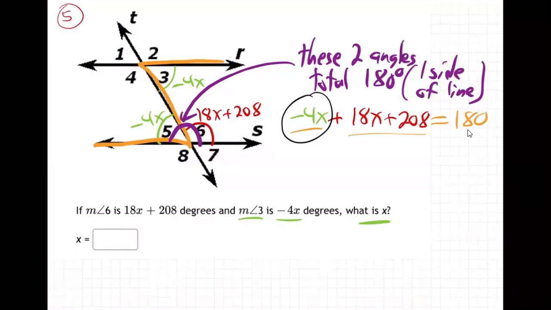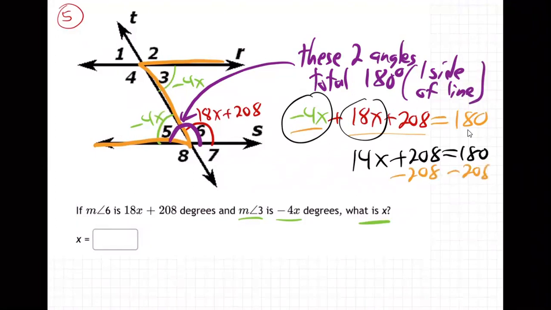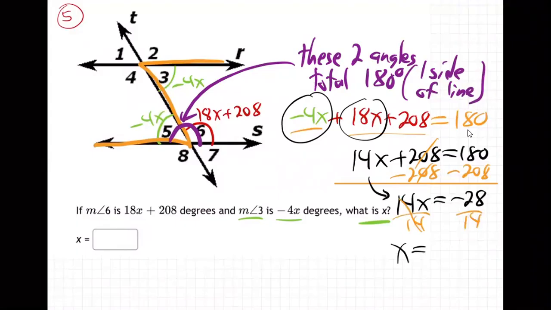Well, we do algebra. Negative 4x plus 18x, that's 18 minus 4, is 14x. Plus 208 is 180. Subtract 208 from both sides. You know how to do all this algebra stuff. This is probably the easy part for you. Let's bring down the 14x equals, what's that, minus 28? Yeah. And then divide by 14. Last step. X is minus 2. So there it is, we got x.